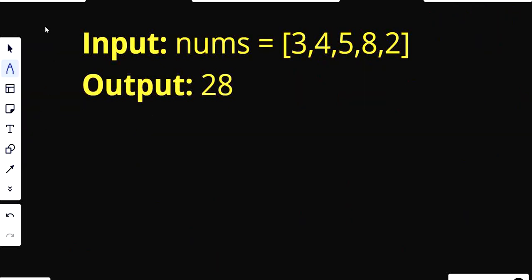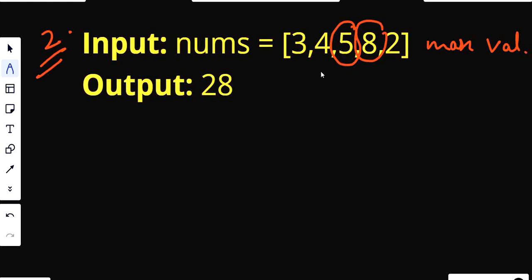So the second approach for this question will be, we know that we want to obtain maximum value, right? So in order to obtain maximum value, we need only maximum elements, right? Firstly, the maximum element in this array is 8 and the second maximum element is 5. So our focus should be only the two biggest elements present in the array.